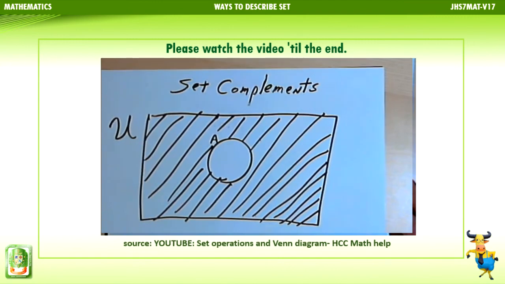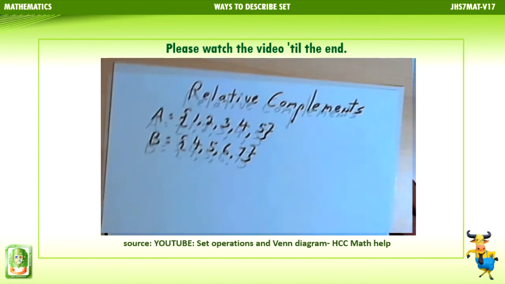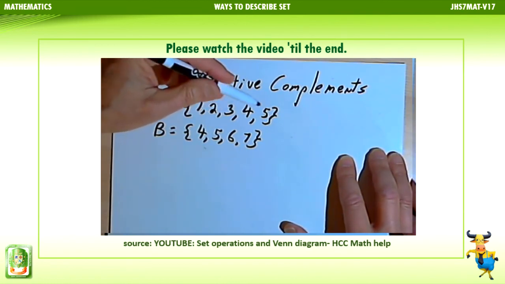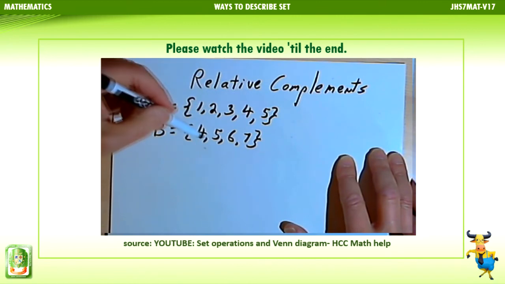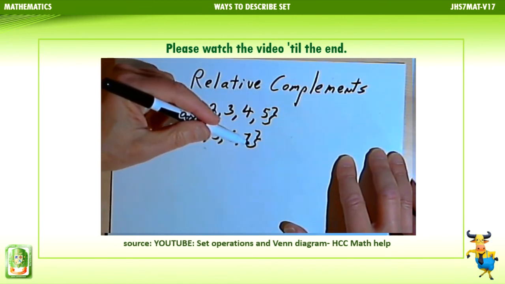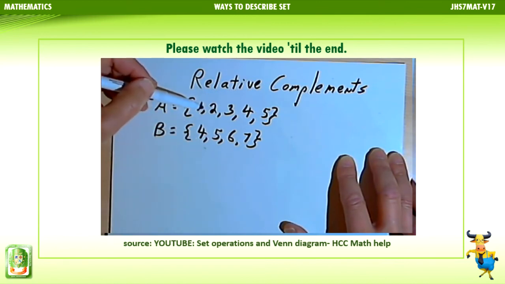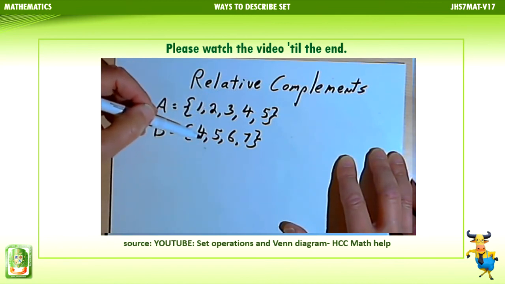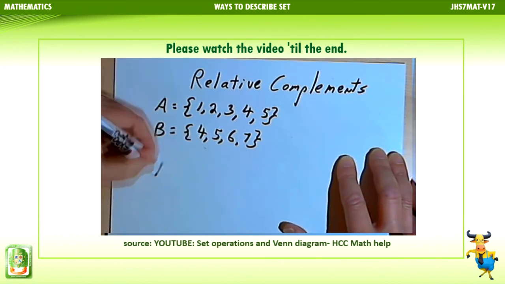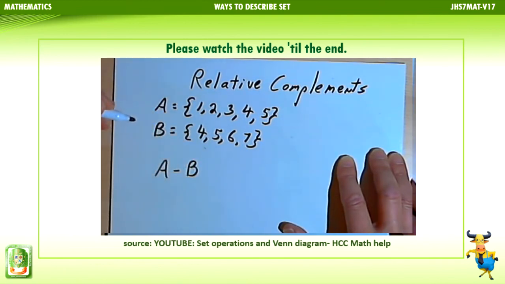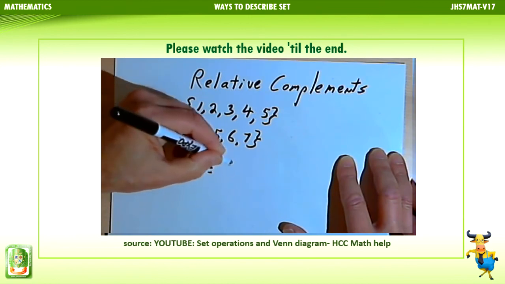Now we also have something called a relative complement. The relative complement works like this. Once again, I've got set A. Set A is 1, 2, 3, 4, and 5. And set B is 4, 5, 6, and 7. Well, if I want the elements that are in set A but are not in set B, I can write that as an A and a minus sign and a B. And let's see what that's going to be.